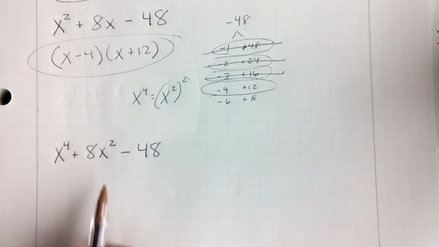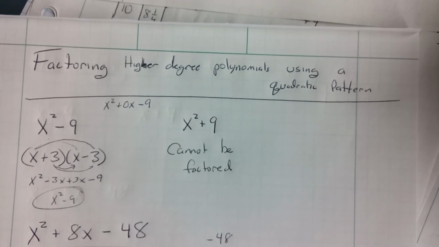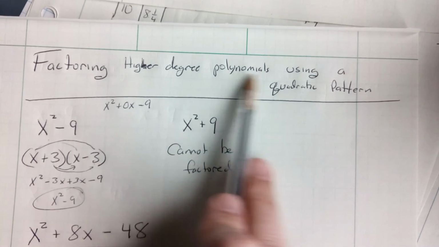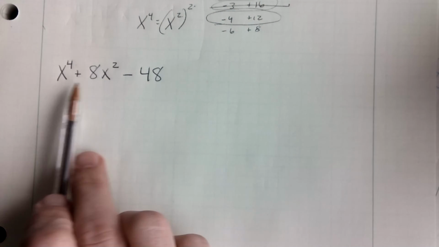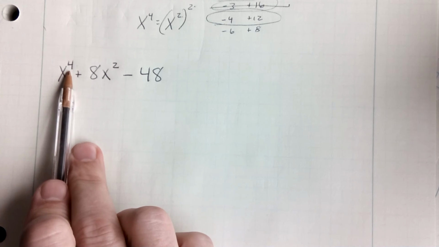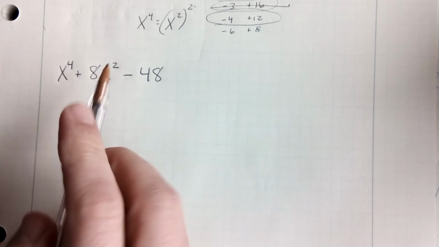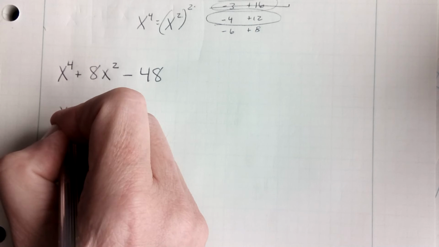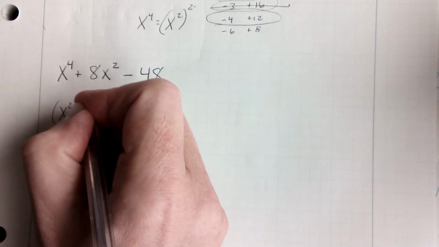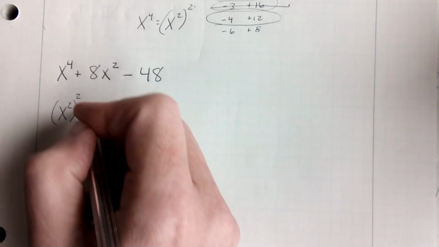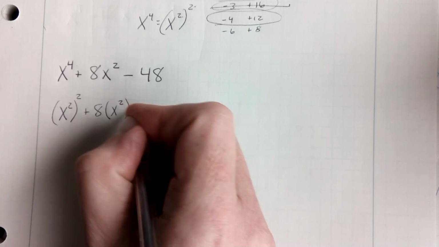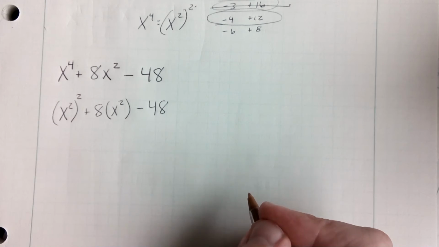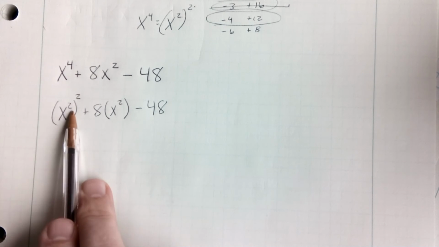So this whole lesson, factoring higher degree polynomials using a quadratic pattern, you want to take this and think of this not as a 4th power polynomial, but as a quadratic. And you're like, well, how do we think of it as a quadratic? What you're going to do is write it as x squared in parentheses squared plus 8 times x squared minus 48. Now, this is like an x squared.